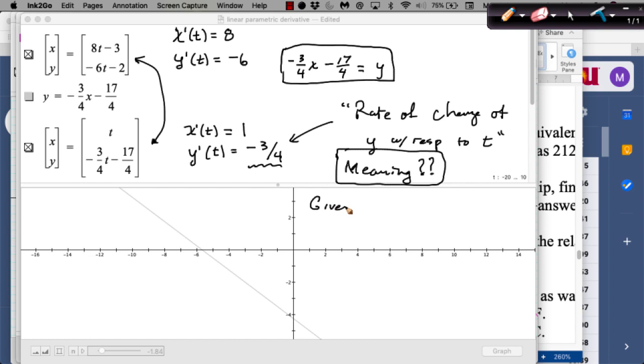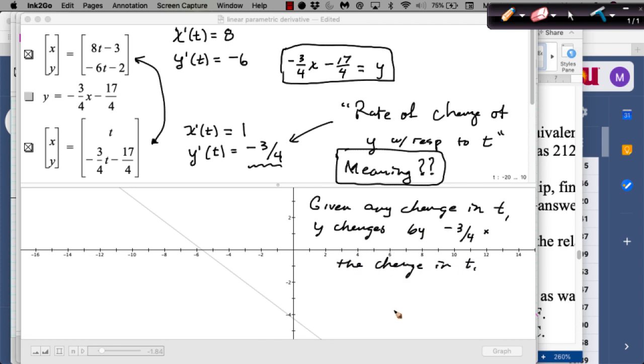Given any change in t, we know the change in y, right? Y changes by how much? Negative 3/4 times as much as that change in t. And so there's an equation that embodies that meaning, which is dy equals negative 3/4 times dt.